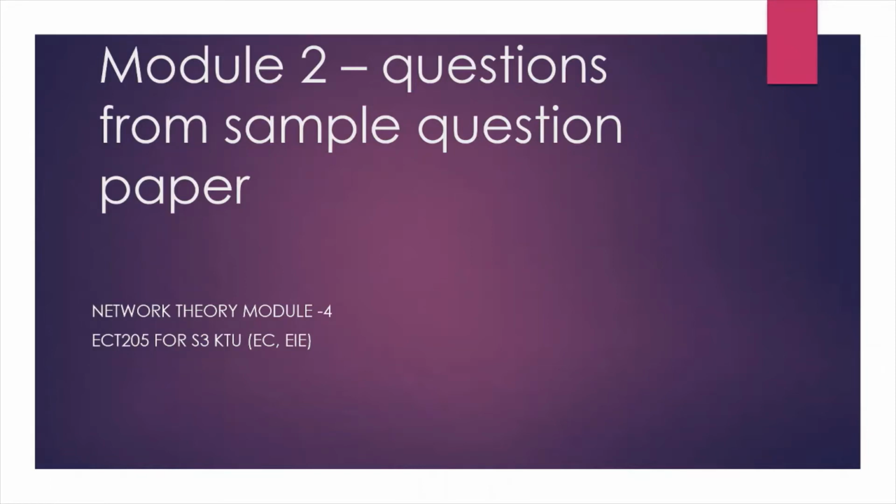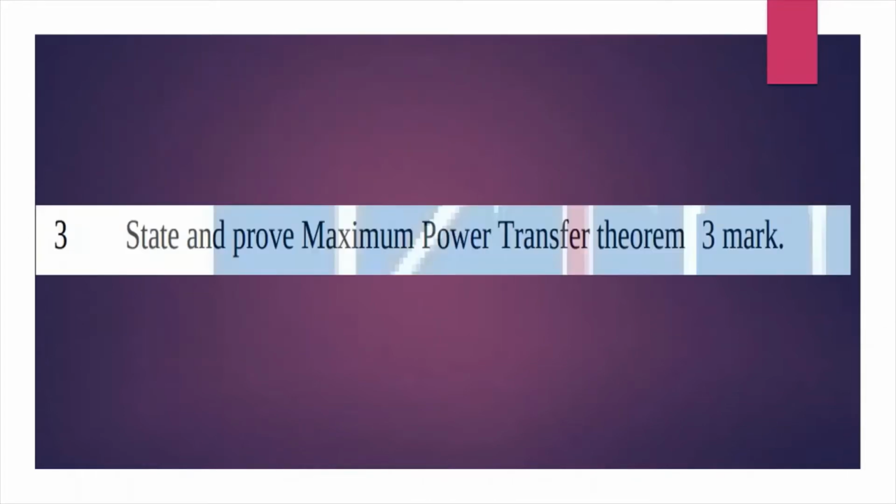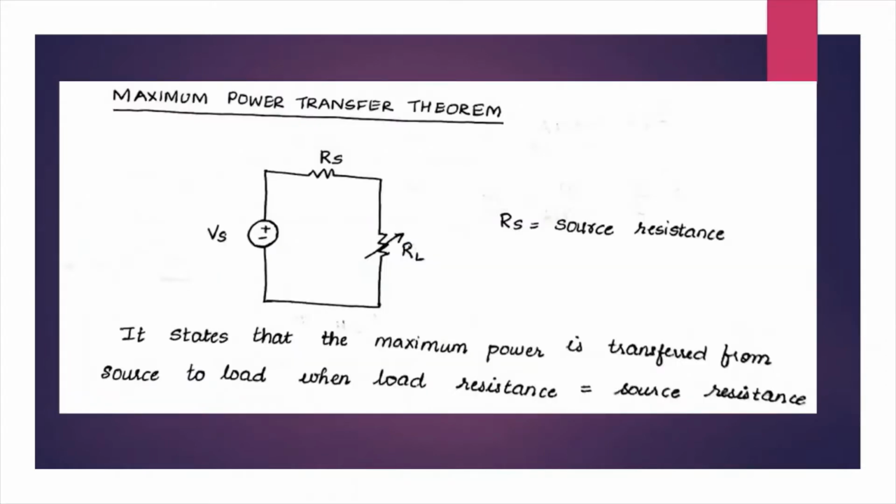So let us continue our discussion with the KTU model question paper for module 2. From part A we have the question: state and prove maximum power transfer theorem for 3 marks. Draw the circuit. It consists of a voltage source Vs with source resistance Rs and load resistance RL. According to the maximum power transfer theorem, the source resistance Rs must be equal to load resistance RL, then only maximum power will be transferred from source to the load.